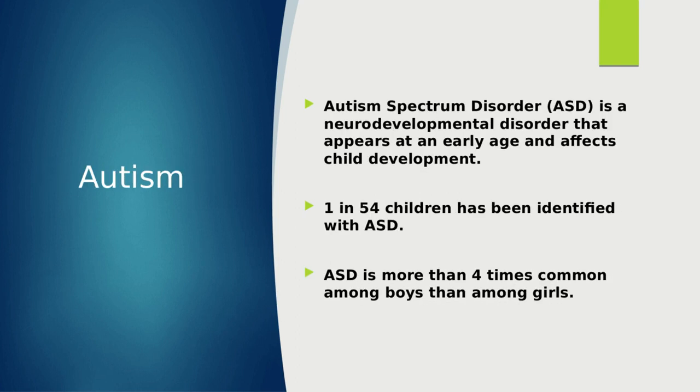Autism is a neurodevelopmental disorder that appears at an early age and affects the child development. According to the Center for Disease Control and Prevention, 1 in 54 has been identified or diagnosed with ASD. ASD is more than four times more common in boys than girls.